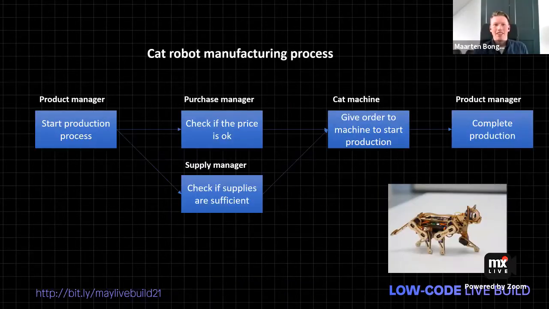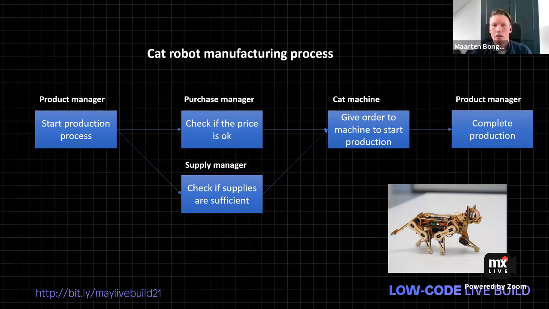Yes, thanks, Jan. Let's first take a look at the process that we're going to build today. So it's going to be a cat robot manufacturing process. And for this process, we have 3 user roles. We have the product manager, a purchase manager, and a supply manager, and those are the 3 roles that we have. First up, the product manager has to start the production process. Then we have the purchase manager who can check if the price for the cat robots is okay. And we have a supply manager who will check if the supplies are sufficient.